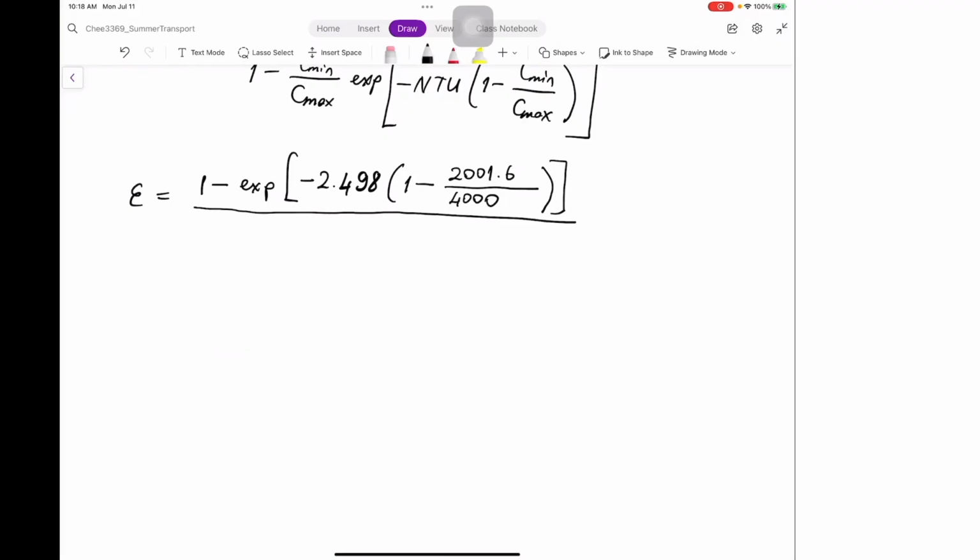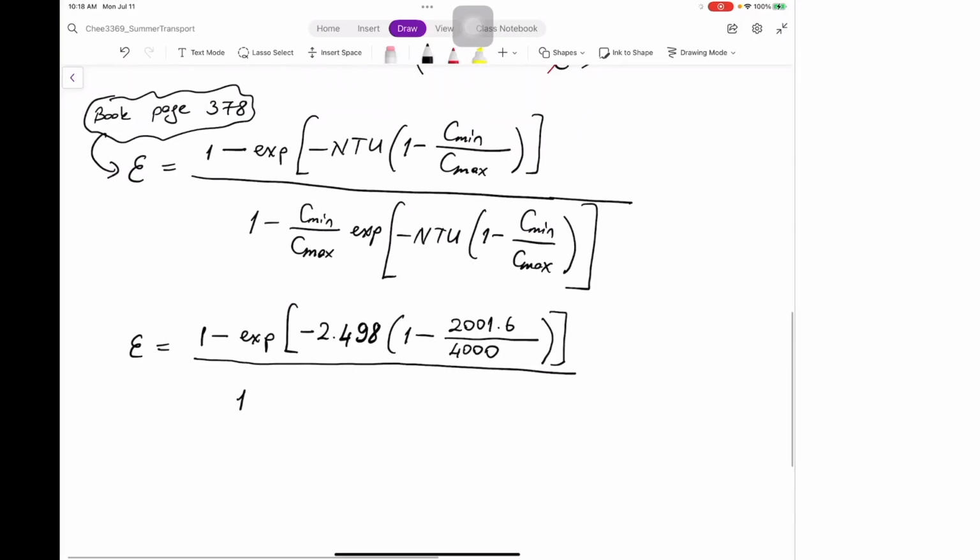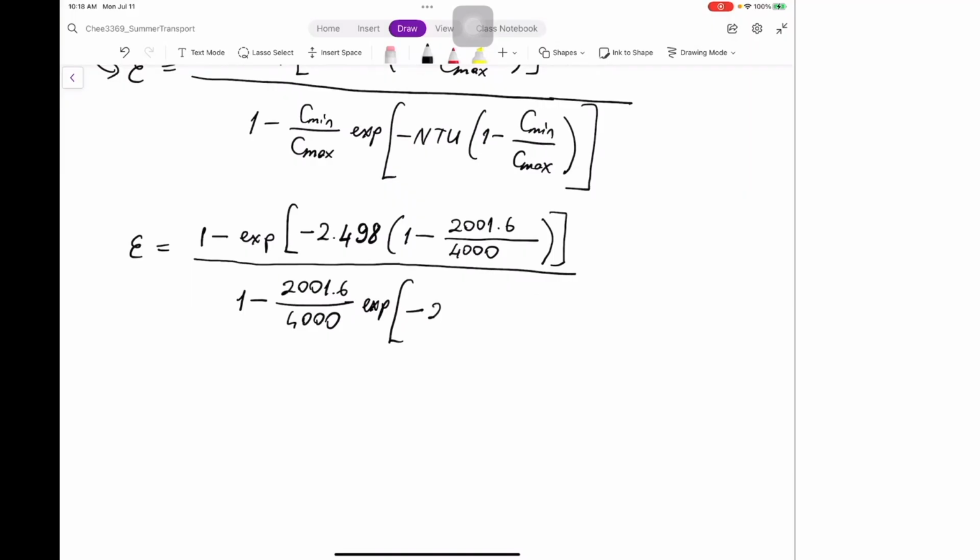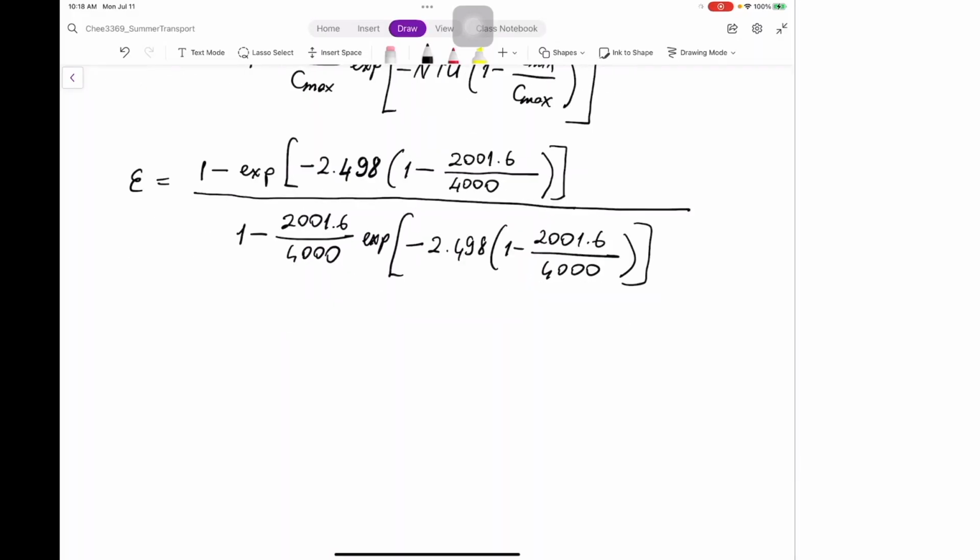Divided by 1 minus Cmin over Cmax, 2001.6 divided by 4000, exponential minus 2.498 times 1 minus 2001.6 divided by 4000. Okay. And from here, let's find epsilon is equal to 1 minus, let's calculate this exponential first.